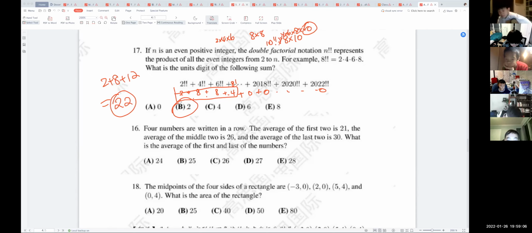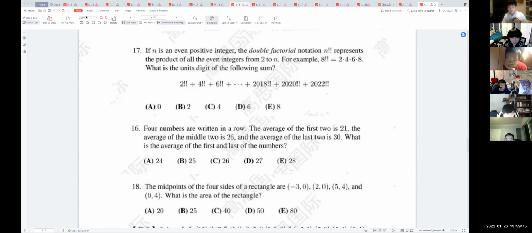Understand, everybody? Okay, so this question is just asking you that when you times any number with a number whose last digit is 0, the product always ends up with 0. So you don't have to calculate the rest of them.